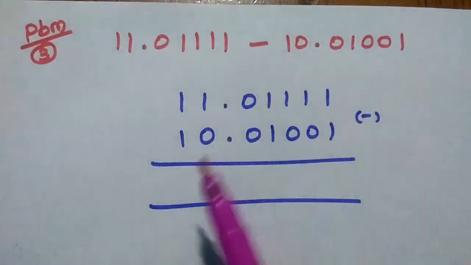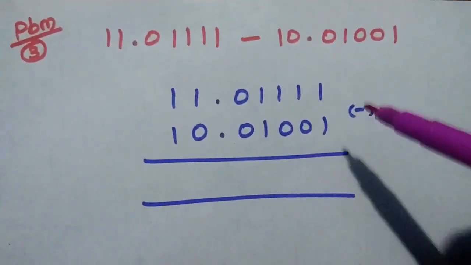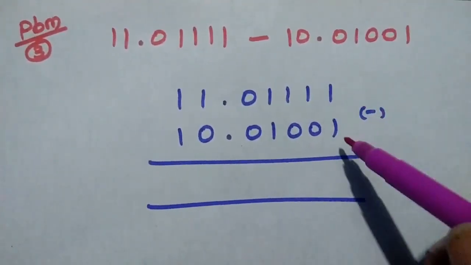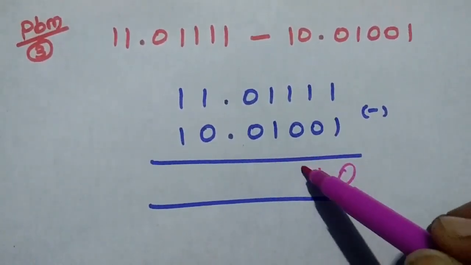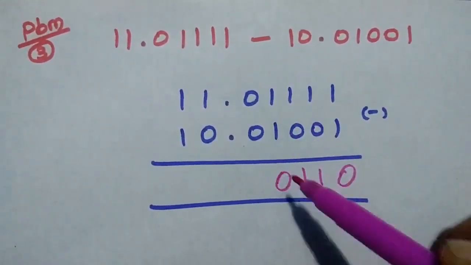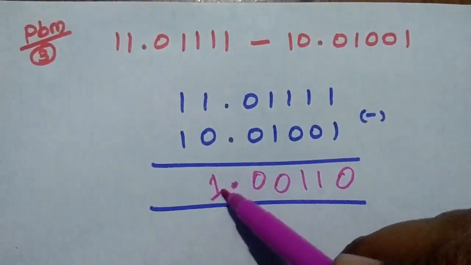Okay. The next problem is 11.0111 minus 10.01001. So now we are going to subtract the values. 1 minus 1 becomes 0. 1 minus 0, 1. 1 minus 1, 0. 0. Decimal point. 1 minus 0 is 1.